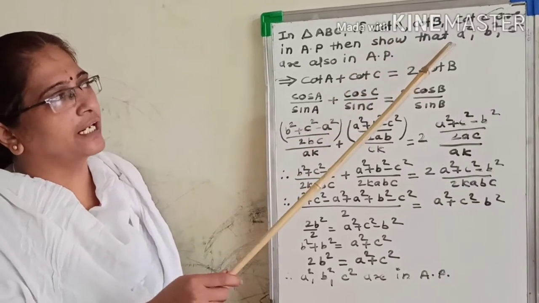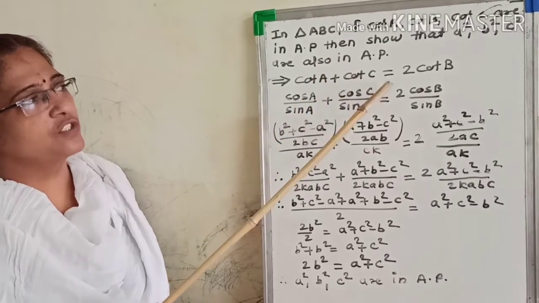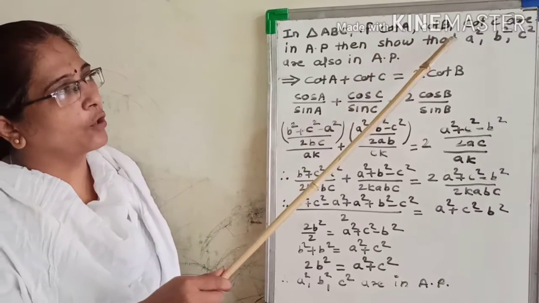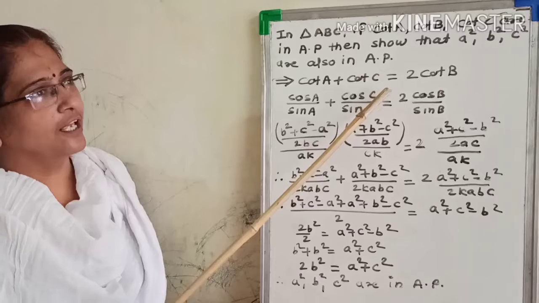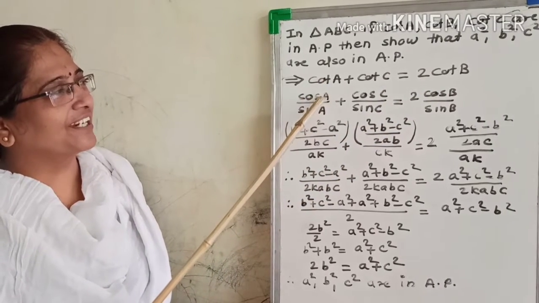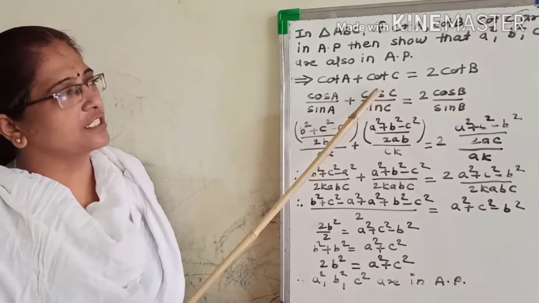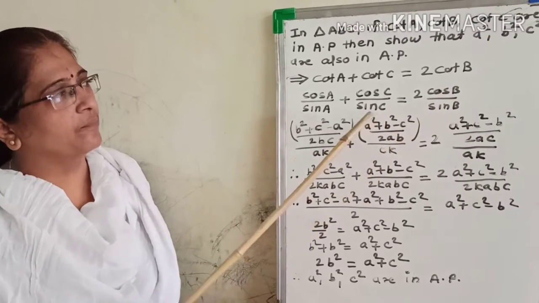If A, B, C are in arithmetic progression, therefore we get A plus C equal to B. Here you are given cot A, cot B, cot C are in AP. Therefore we can write cot A plus cot C is equal to 2 cot B. Cot A can be written as cos A upon sin A, plus cos C upon sin C is equal to 2 cos B upon sin B.